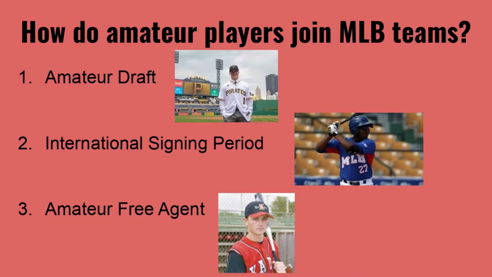First step in any player's career is going to actually be making it to a Major League Baseball team's roster. And how does that happen? Well, there's three main ways that this can happen. Players can be drafted in the amateur draft. There's the international signing period. As well, players can sign as amateur free agents. So let's break down each one of those to get an understanding.